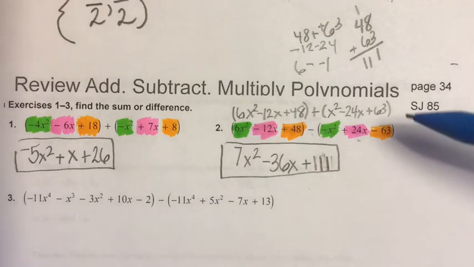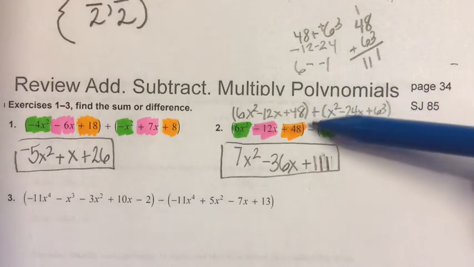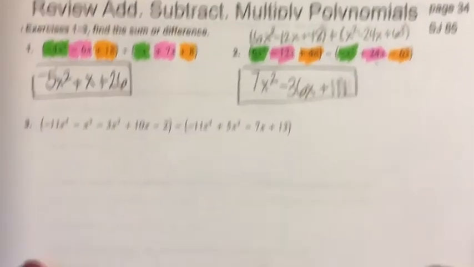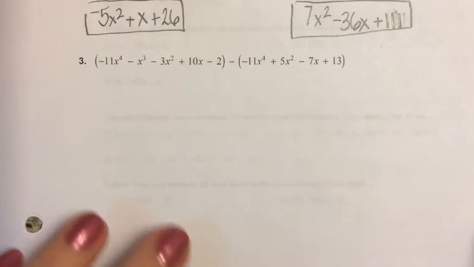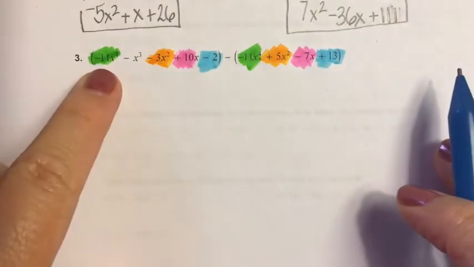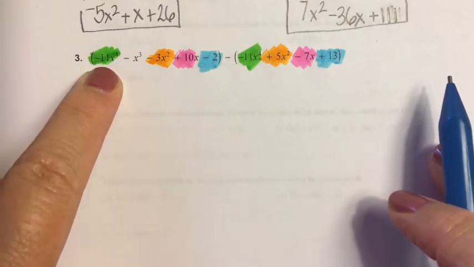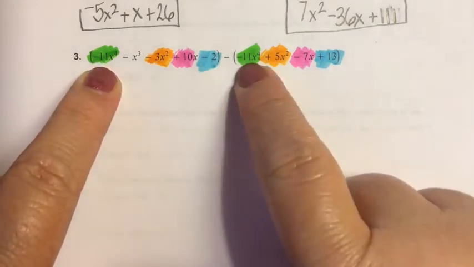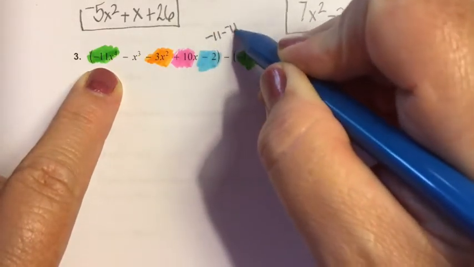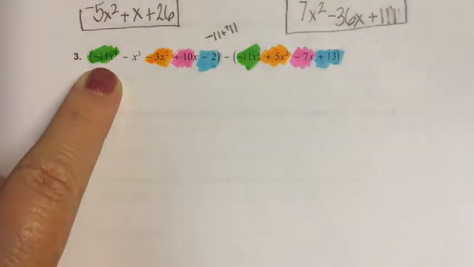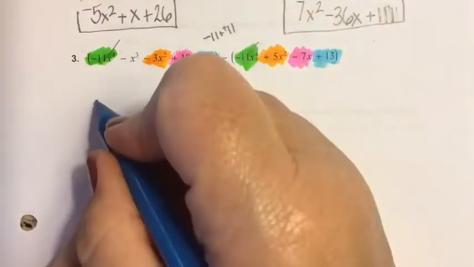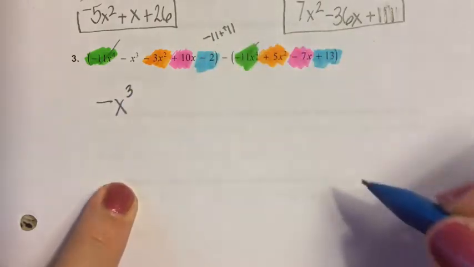You decide if you want to make the middle sign addition and change every sign, or if you just want to subtract. For number 3, I'm just going to subtract like terms. Negative 11x to the fourth minus negative 11x to the fourth, negative 11 minus negative 11. Keep change opposite there. That's 0, so those are canceled out. I don't have a like term to go with negative x cubed, but I need to keep it in my answer.